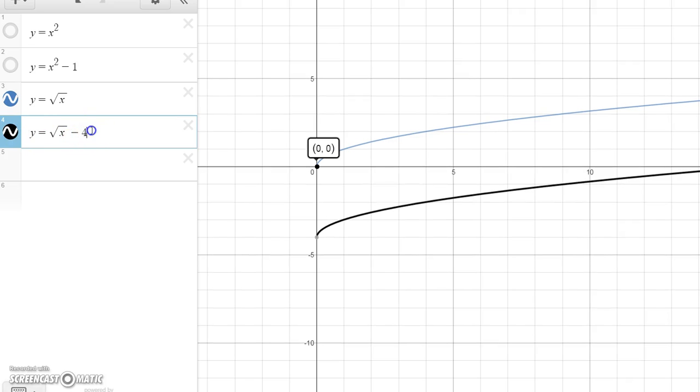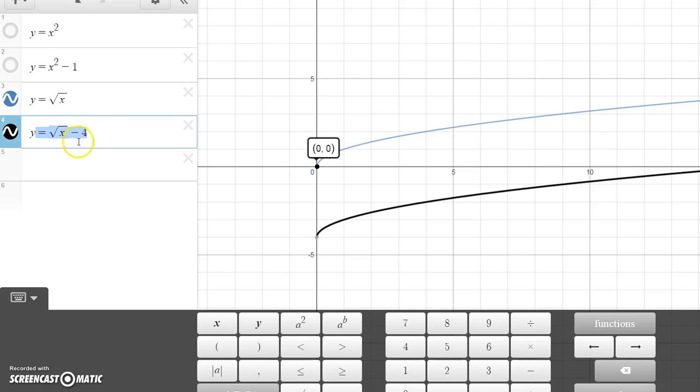So this is the graph of y equals square root of x minus 4. And again, as long as you know how to graph y equals square root of x, then you can graph y equals square root of x minus 4. You can graph y equals square root of x plus 4. You can graph y equals square root of x plus 8.